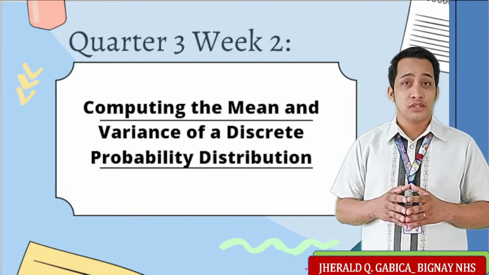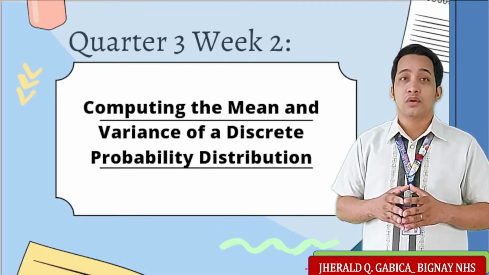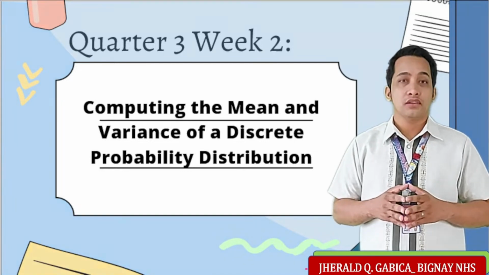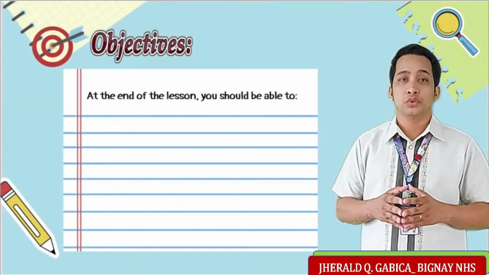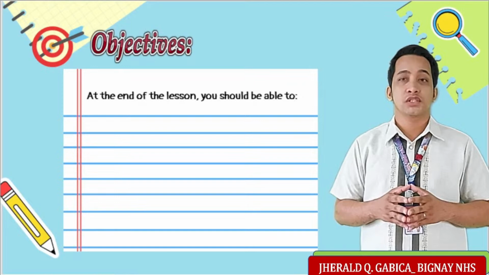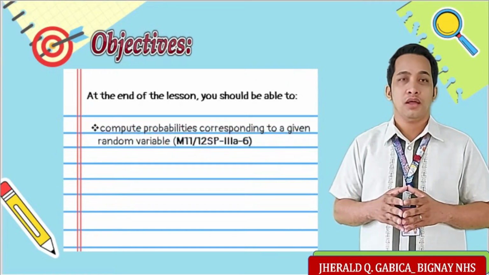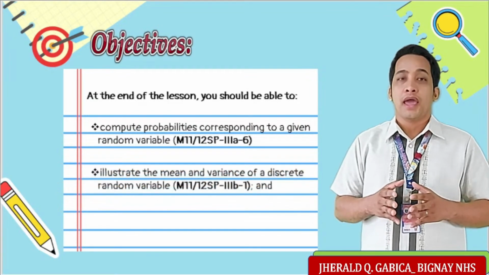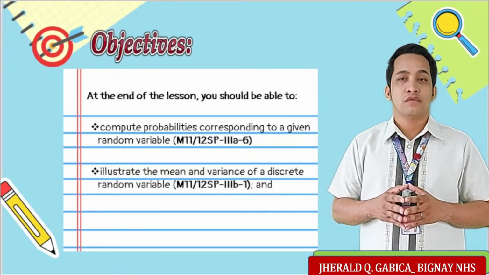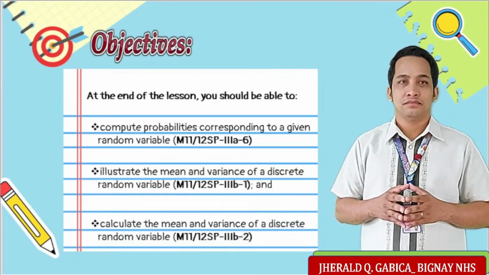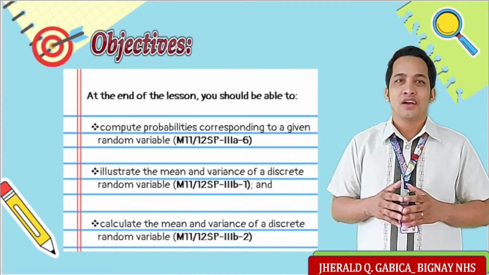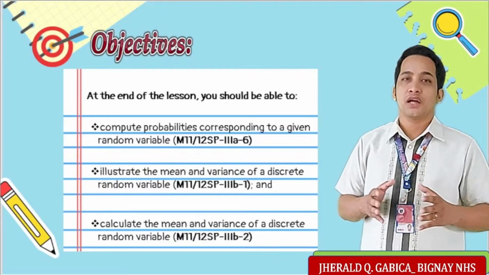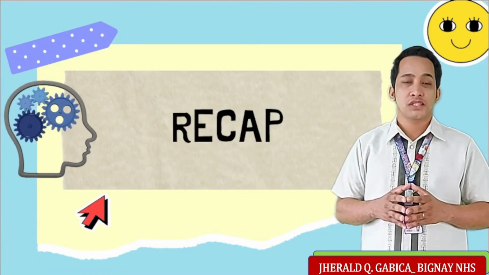Before we start with our discussion, let's take a look at our learning objectives. At the end of the lesson, you should be able to compute probabilities corresponding to a given random variable, illustrate the mean and variance of a discrete random variable, and calculate the mean and variance of a discrete random variable. Are you ready? Great! First, let's have a quick recap of our previous lesson.